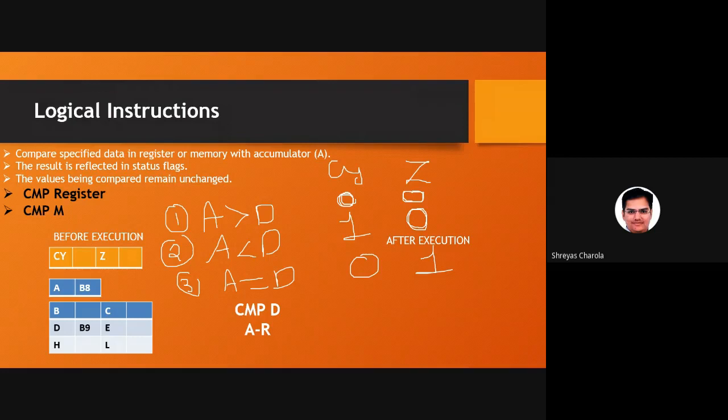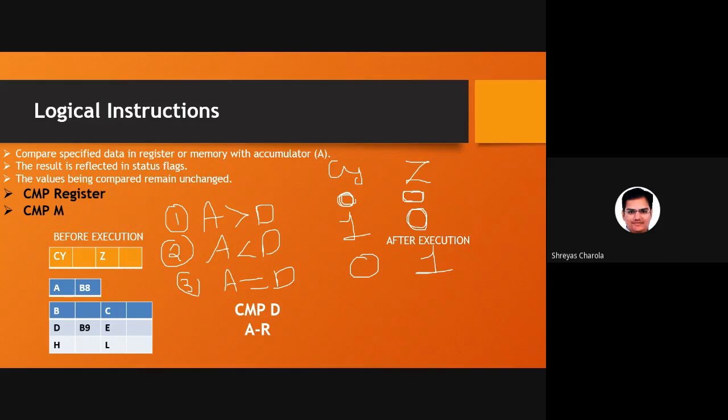When will the zero flag be set? When you get answer 0 in your accumulator. But here we are getting a positive number, so none of the flags will be set. When the accumulator is less than the number you want to compare, the carry flag will be set to 1 because the answer is negative. The zero flag will not be set because the number is negative, not 0.